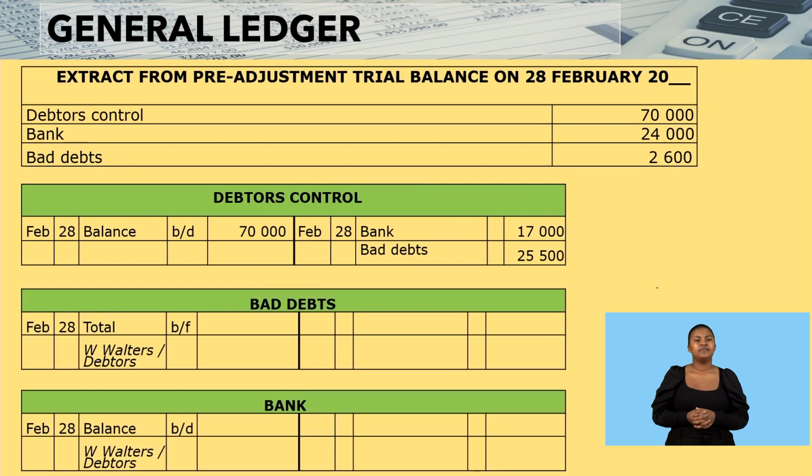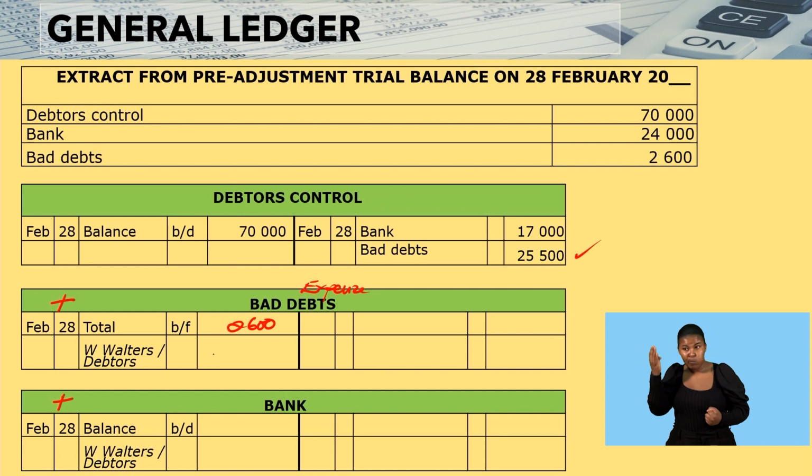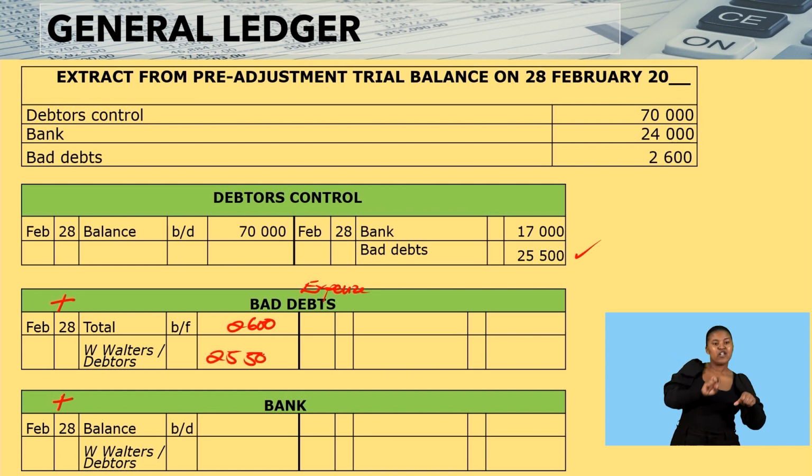How then will it affect the bad debts account and bank? Bad debts is an expense. Therefore, it will increase on the debit side. And our bank is an asset, it will also increase on the debit side. Here it is. We remember that we wrote off an amount of 25,500 as bad debts. So I'll come here, 25,500 as my bad debt.